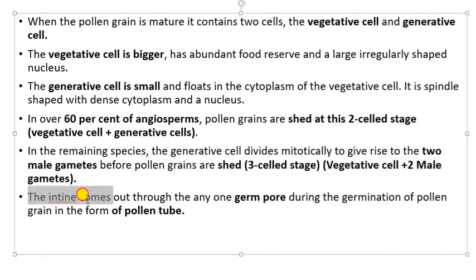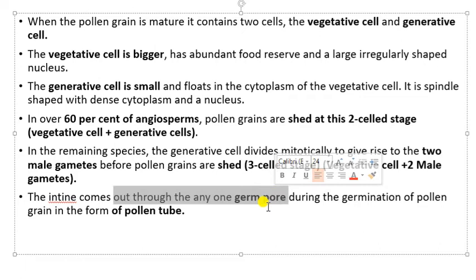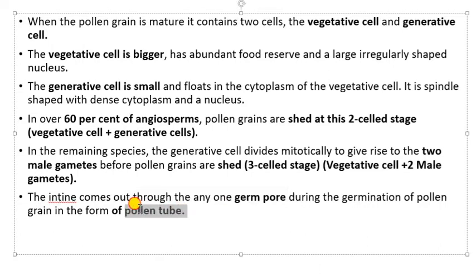Now, the intine, which is the inner layer of the pollen grain, will come out through any one of the germ pores. Normally, a pollen grain will have 3 to 4 germ pores. So from any one of the germ pores, the intine will come out in the form of a pollen tube during the process of germination of pollen grains. And this pollen tube will be carrying the vegetative cell and two male gametes for the further process of fertilization.